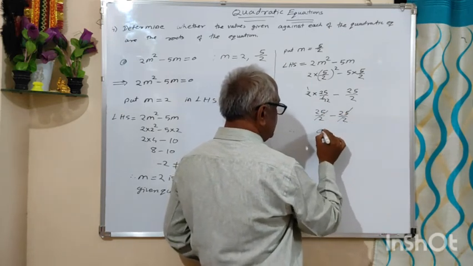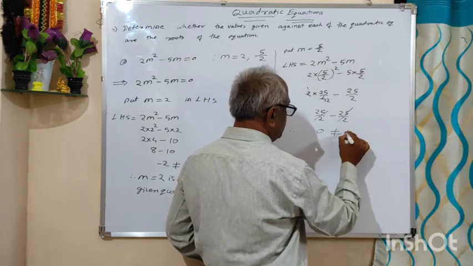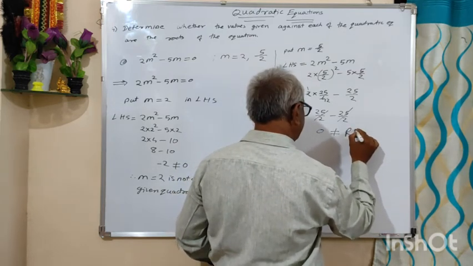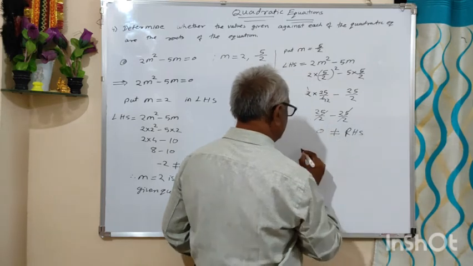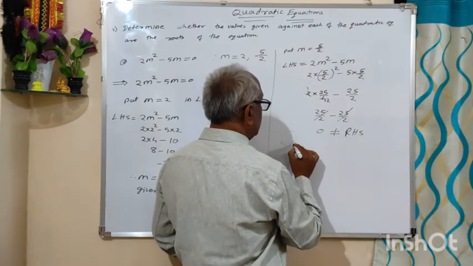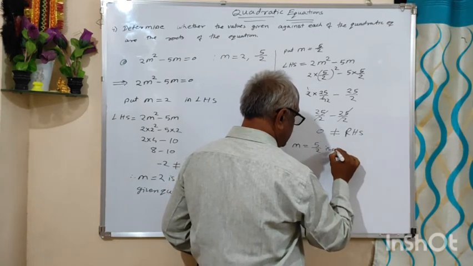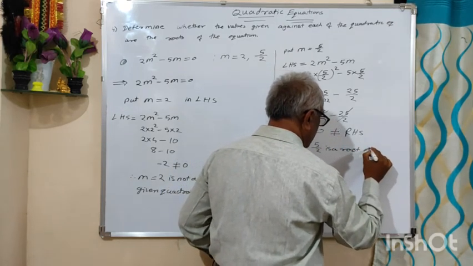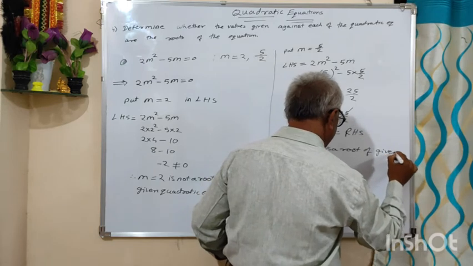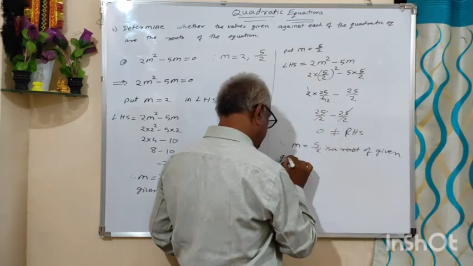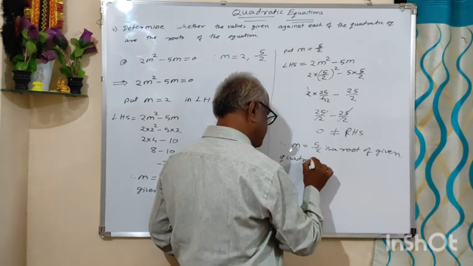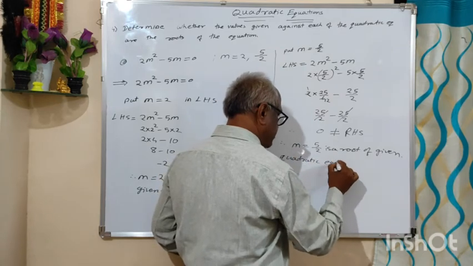Therefore 0 is equal to RHS. Therefore m is equal to 5 upon 2 is a root of given quadratic equation.